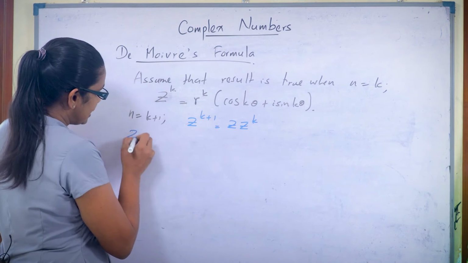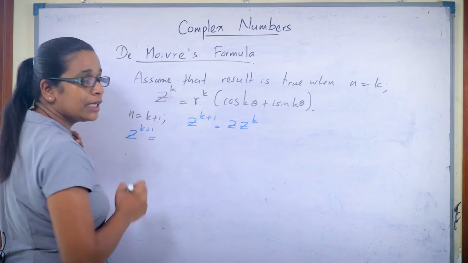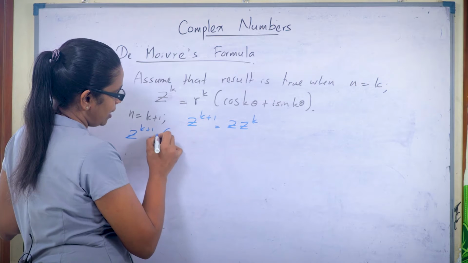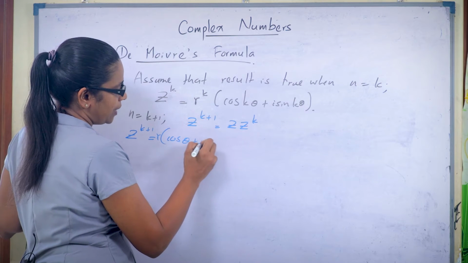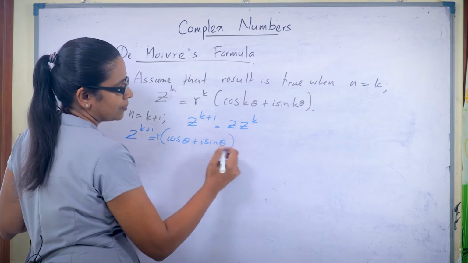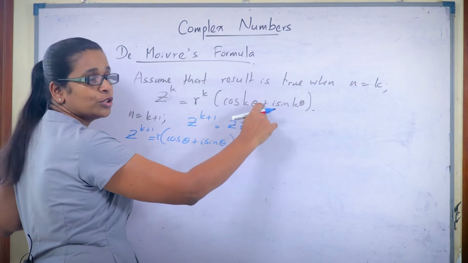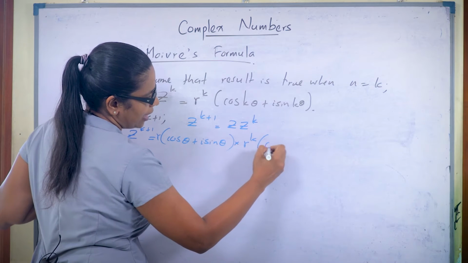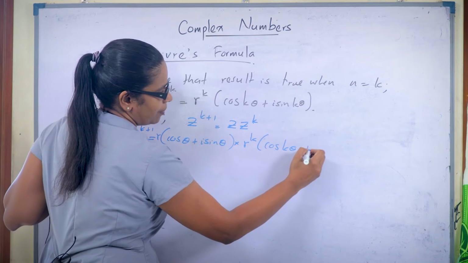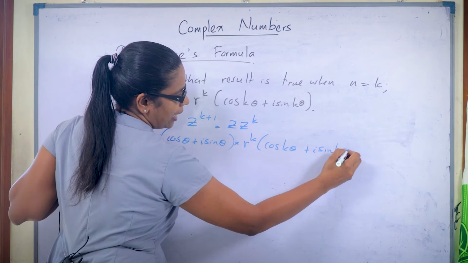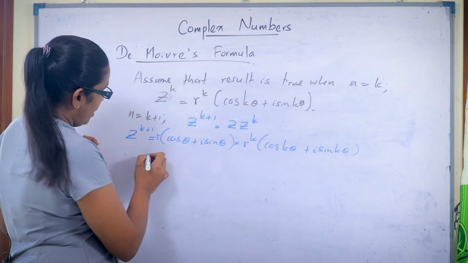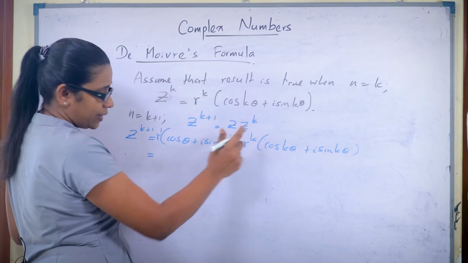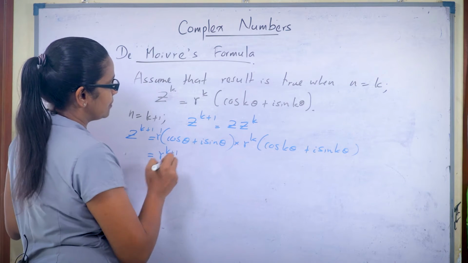So z^(k+1) equals, for this one you can substitute the complex number r (cos theta plus i sin theta). For this one, I am going to use this assumption. So it is r^k (cos k theta plus i sin k theta). Okay. Now here the r power is 1. Here r is raised to the power k. So r^(k+1).